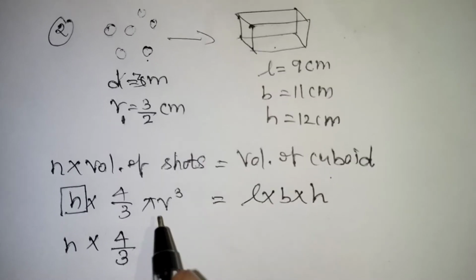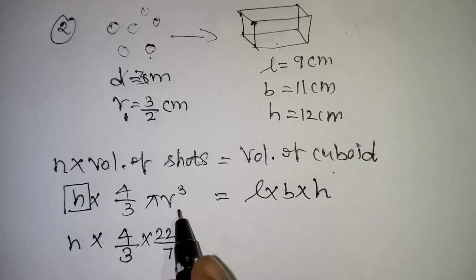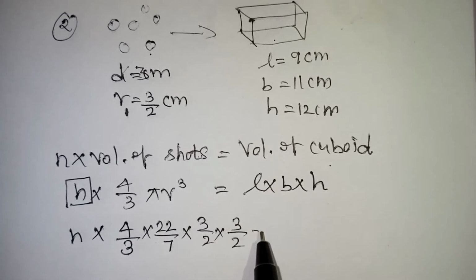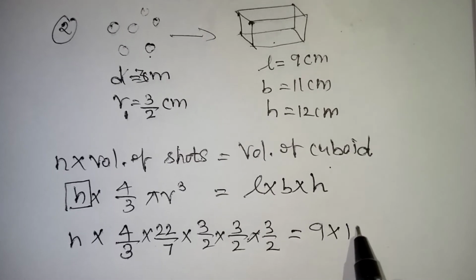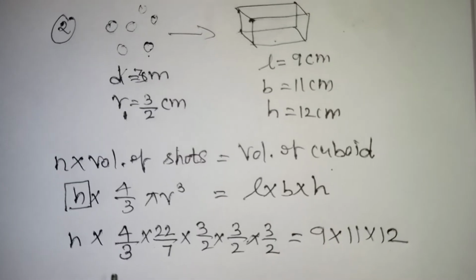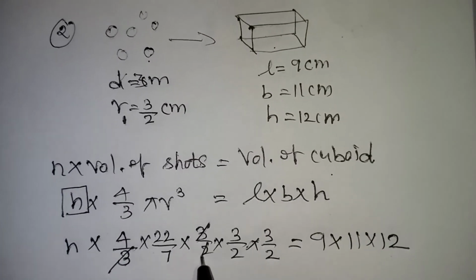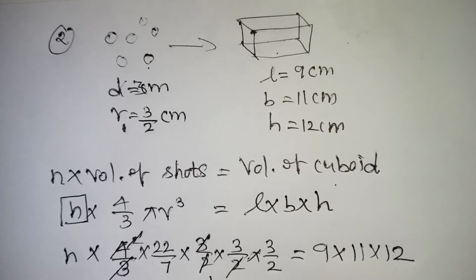Here we don't have the pi. So the pi is 22 by 7, we can write it. R is 3 by 2. So 3 by 2, 3 by 2 and 3 by 2, 3 times you should write. LBH, 9 into 11 into 12. Now this 3 and this 3 will get cancelled. Again 2 ones are, 2 twos are 4. Again this 2 and this 2 will get cancelled.